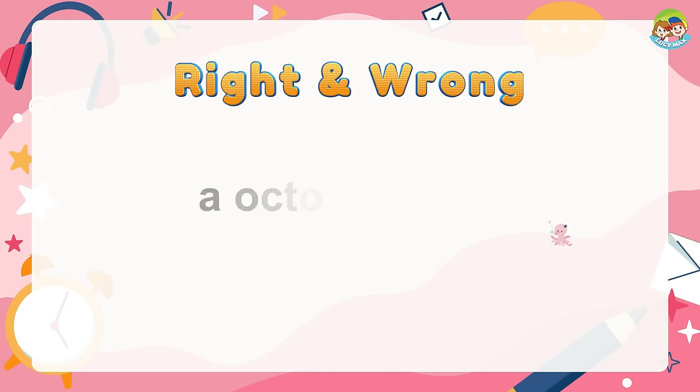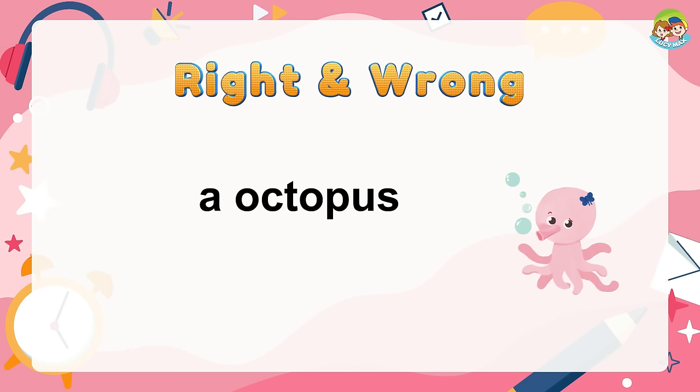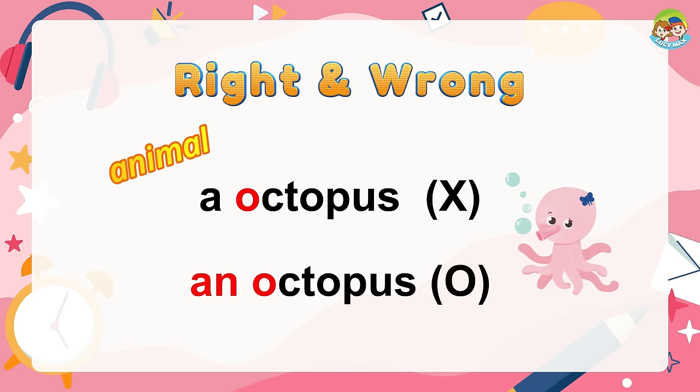Next is "a octopus." This is wrong because octopus begins with a vowel. Octopus is from the animal section. An octopus.